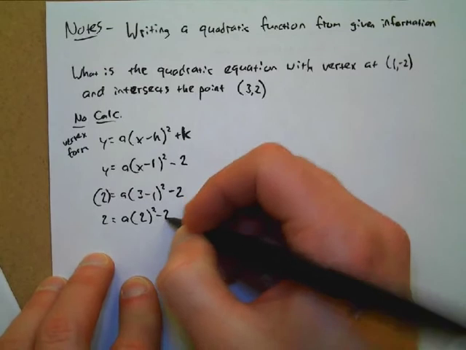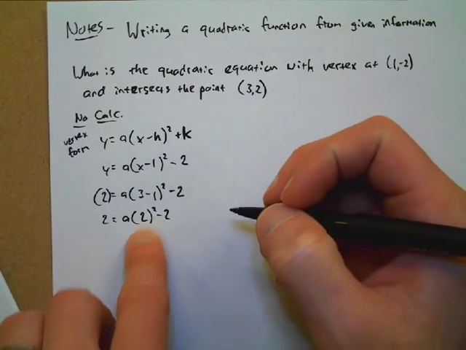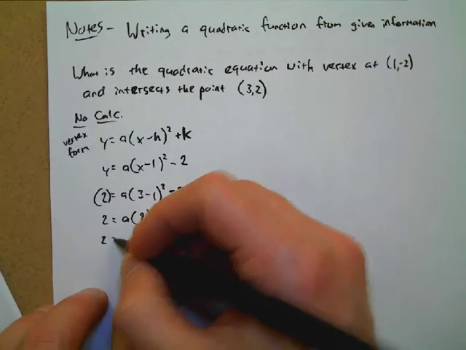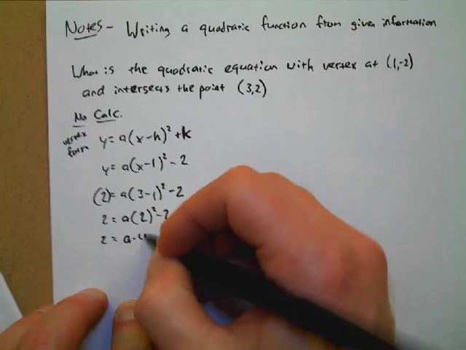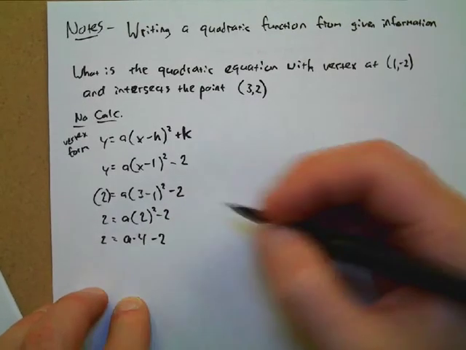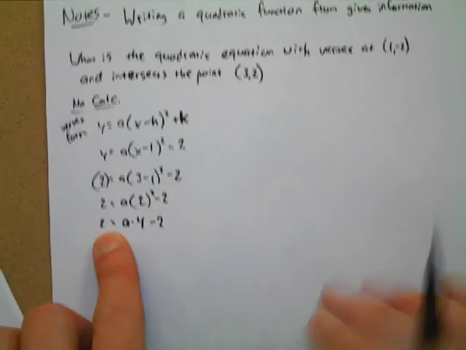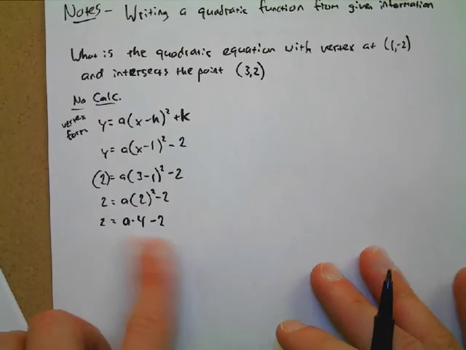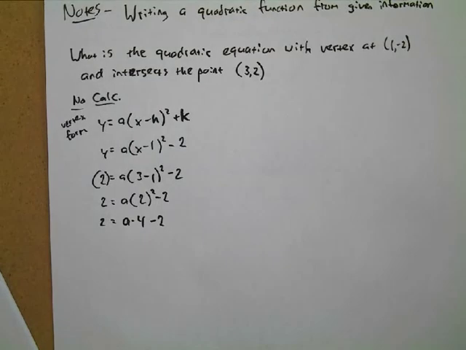Okay, what is 2 squared? 4. Should be a times 4 and then minus 2. Okay, and then what should we do here to continue solving for a? Think algebraically. What kind of algebra can we do here to get that a by itself?